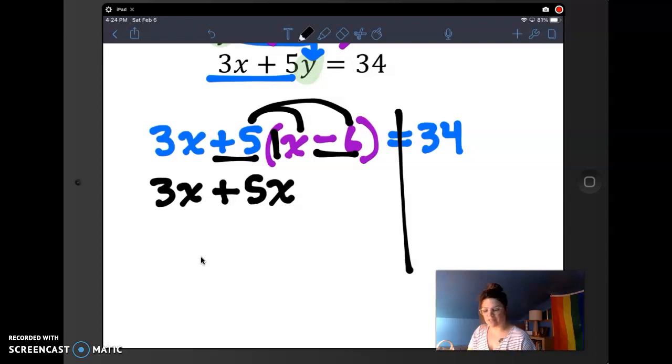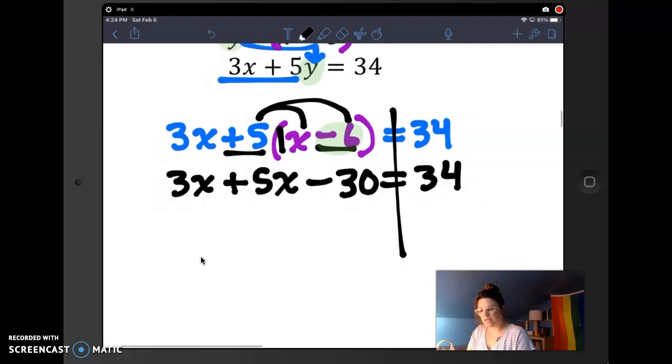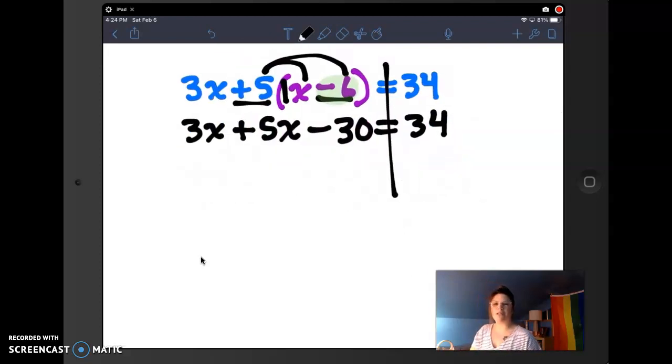the negative 6. Make sure that you understand that any number, or the symbol that is to the left of a number, belongs to that number. So that negative belongs to that 6. You can't just multiply by the 6, you multiply by the negative 6.